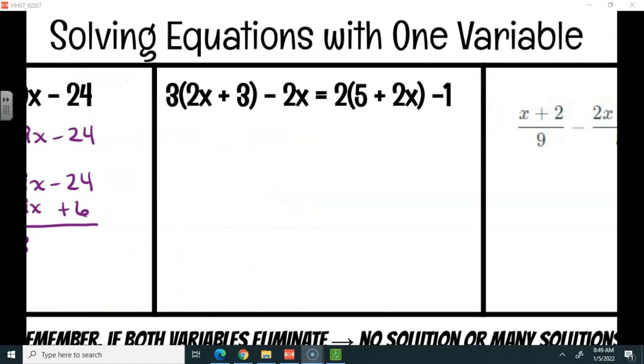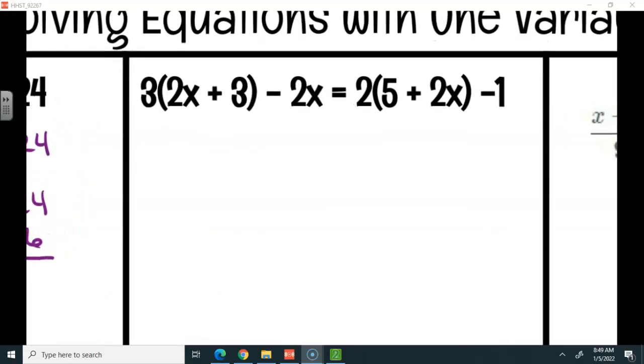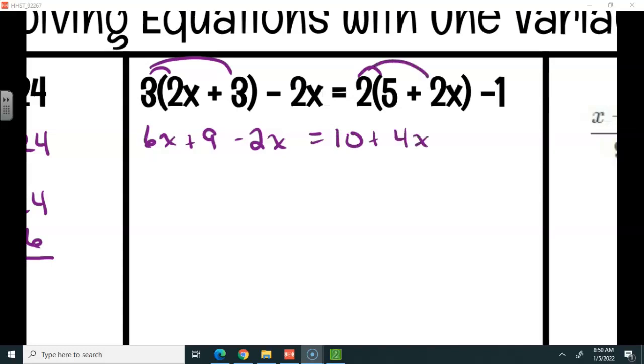All right, here we have parentheses on both sides. So we're going to distribute first, and we get 6x plus 9 minus 2x, and then 10 plus 4x minus 1. Again, we want to combine like terms, and so we have 6x minus 2x, so please watch your signs, and that's going to give me 4x plus 9. And then on the other side, we have 10 minus 1, and that is also going to give me 4x plus 9.